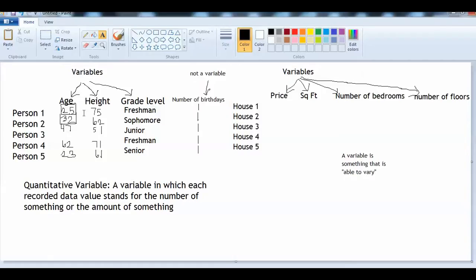So we have two quantitative variables. What about over here? When we were recording things about houses, the number of bedrooms is a quantitative variable because each data value is the number of something. The number of floors is quantitative. Price is quantitative. Square feet is also quantitative.